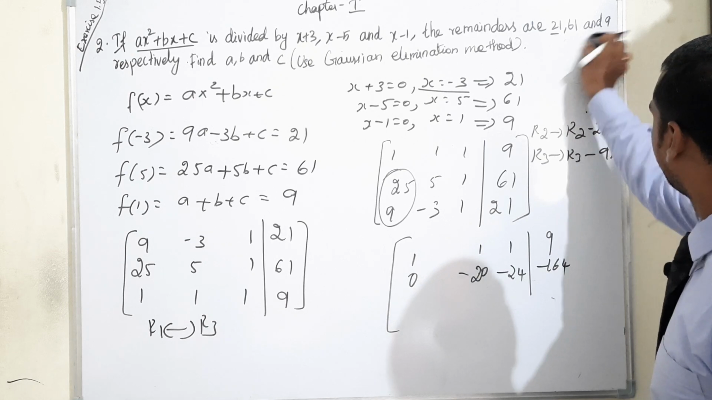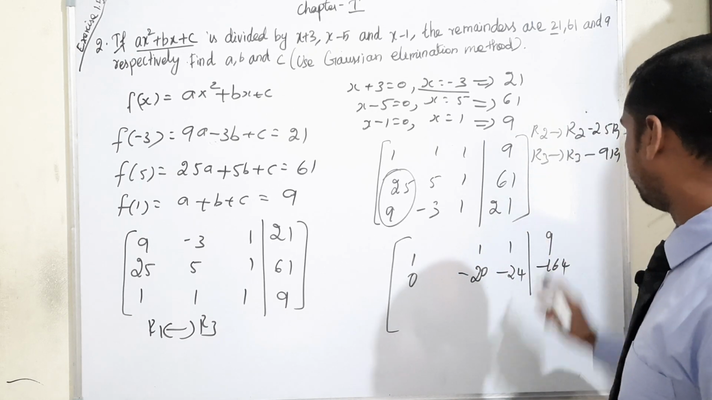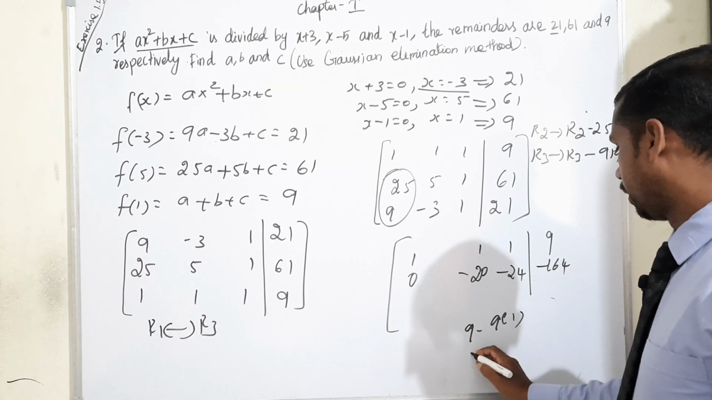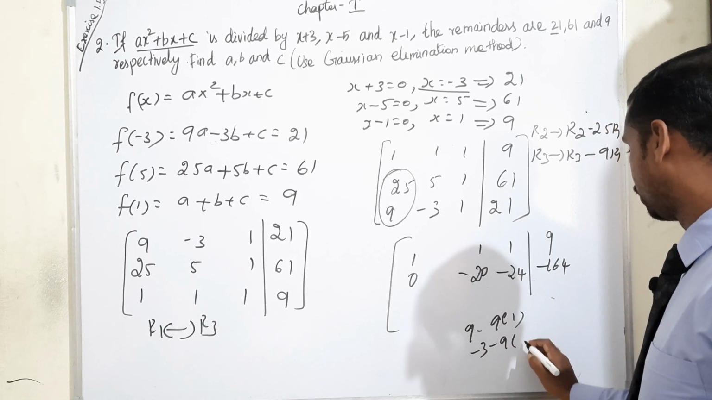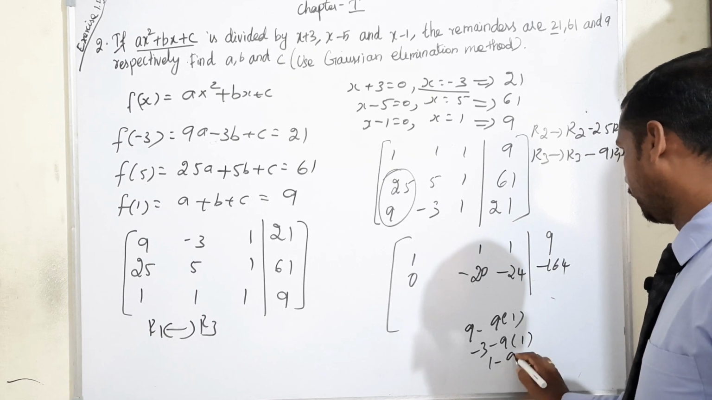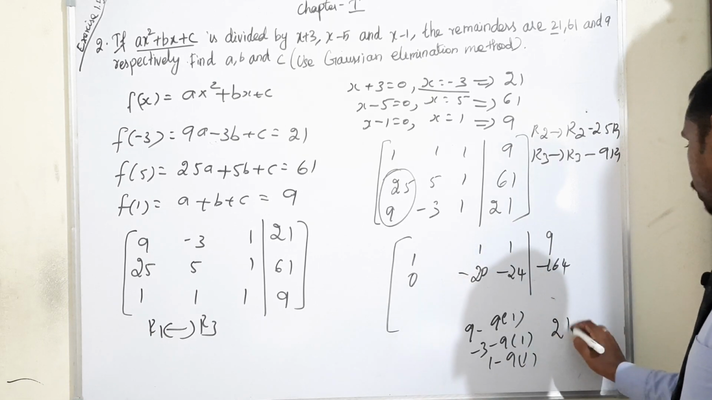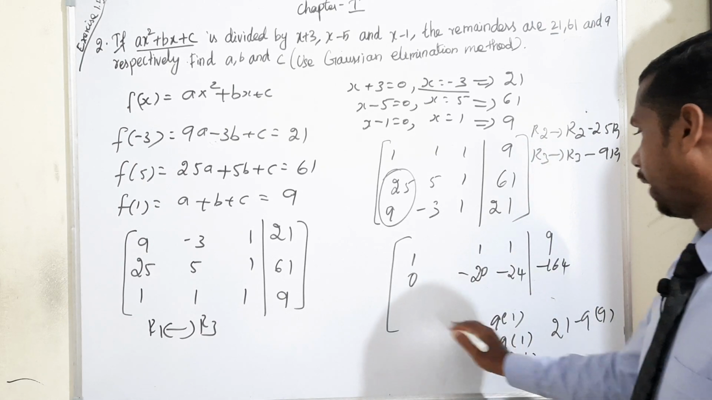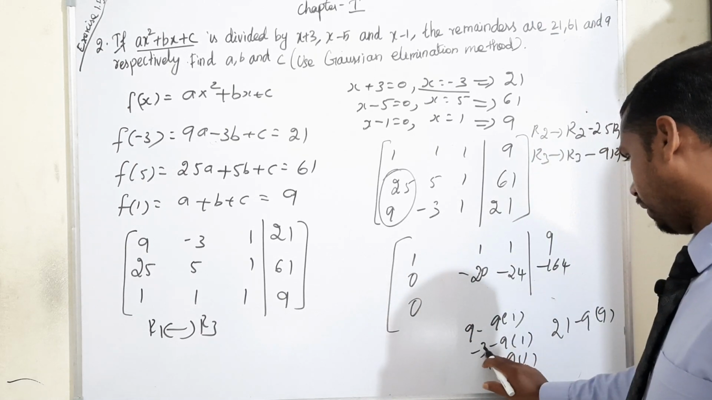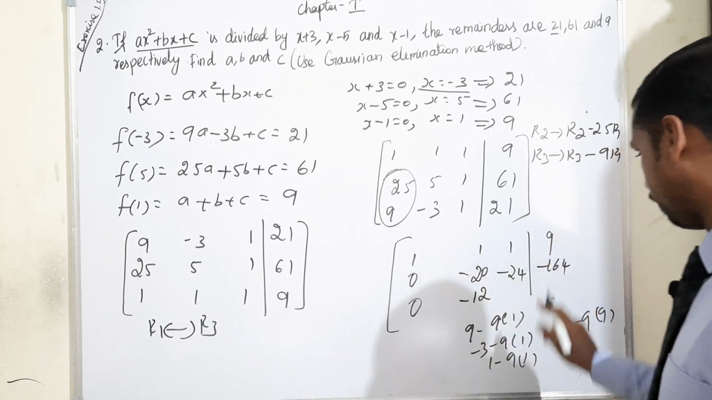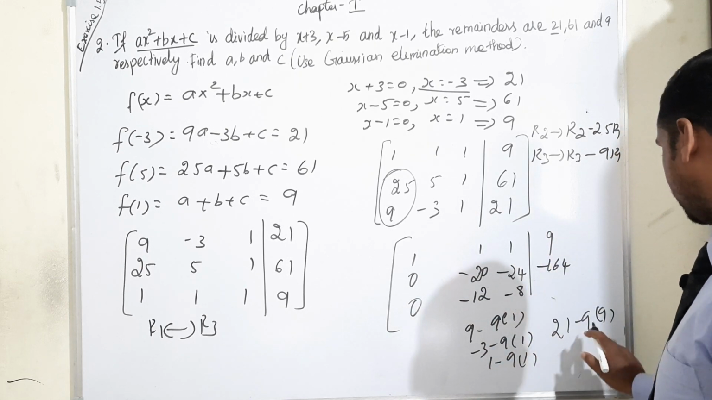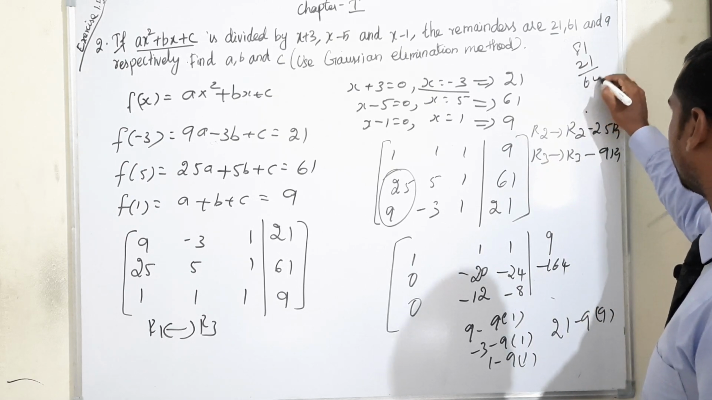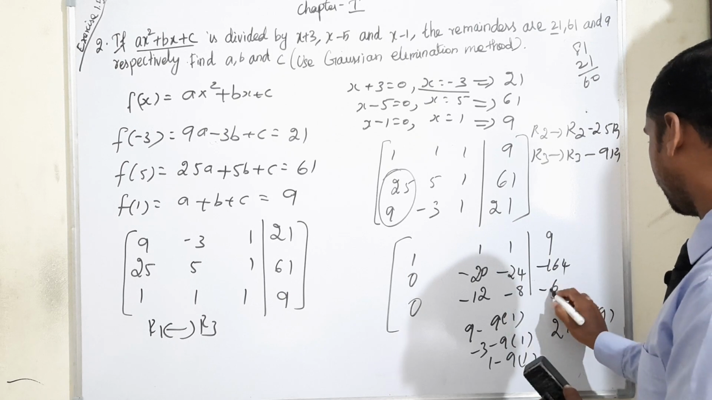Third one, what will happen? R3 minus: 9 minus 9 into 1, again minus 3 minus 9 into 1, again 1 minus 9 into 1. Last, 21 minus 9 into 9. 9 into 1 is 9, 9 minus 9 is 0. Again minus 3 minus 9, so minus 12. 1 minus 9 is minus 8. 9 into 9 is 81, so 81 minus 21 means 60, but with a negative sign, so negative 60.